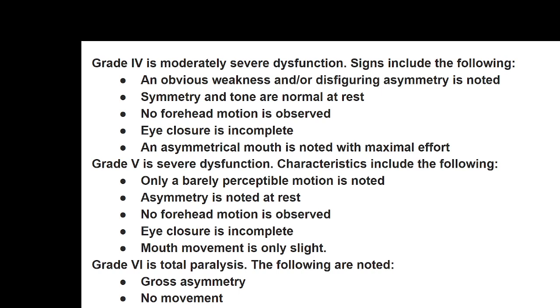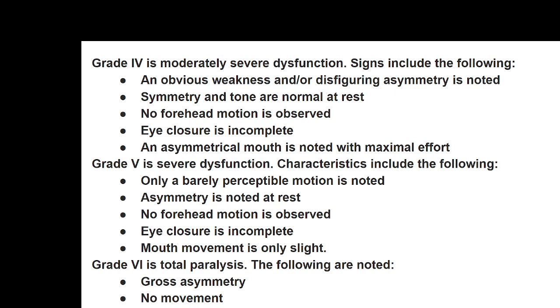Grade 4 is a moderately severe dysfunction where the signs include an obvious weakness and disfiguring asymmetry. Symmetry and tone are normal at rest. No forehead motion is observed, and eye closure is incomplete. Asymmetrical mouth is noted with maximal effort, and that's when the patient stretches the mouth, then the asymmetry is noted. That's grade 4. And grade 5 is severe dysfunction where the patient may have only barely perceptible motion.